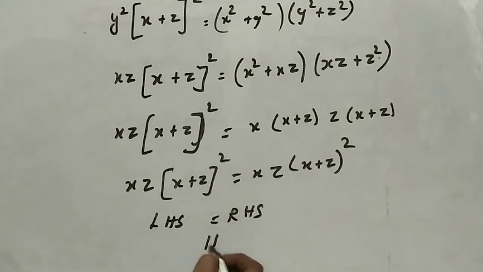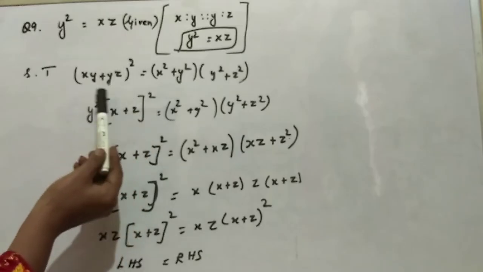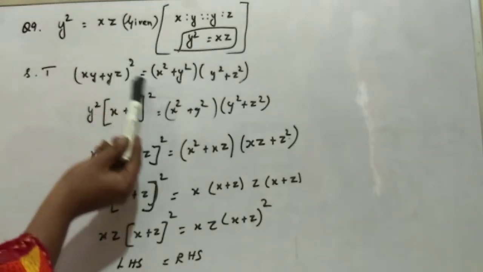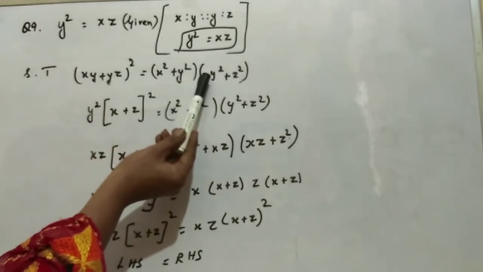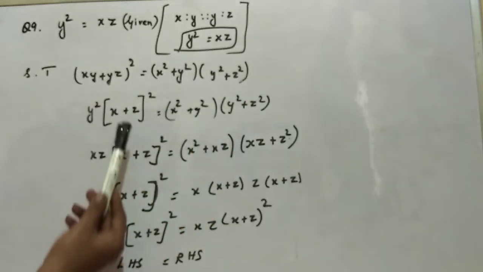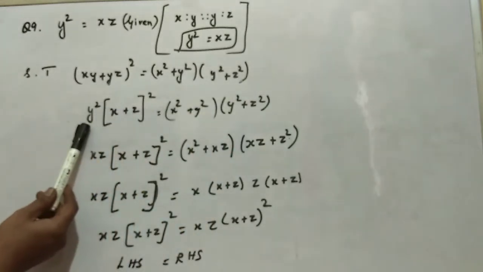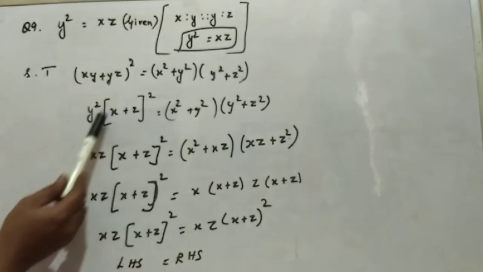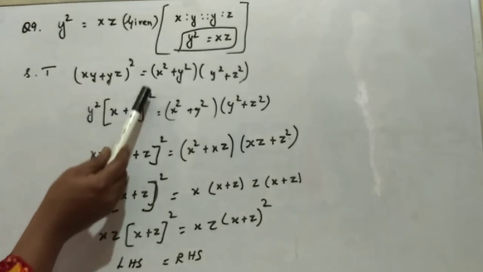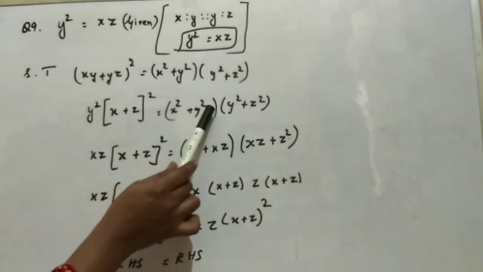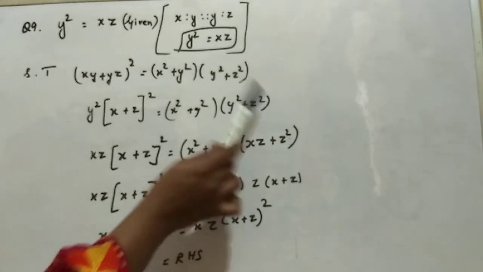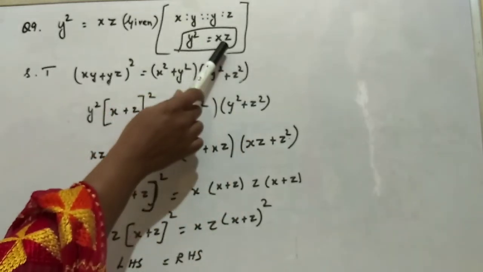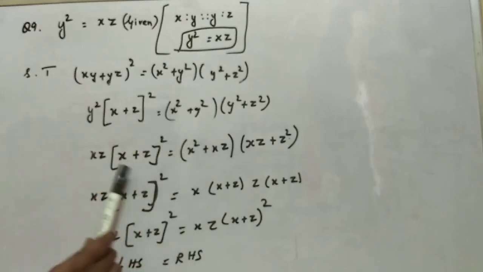Hence, proved. (xy + yz)² = (x² + y²)(y² + z²). Y is common, so I have taken it out. Therefore y² outside and (x + z)² = (x² + y²)(y² + z²). And wherever y² is there, I have written xz. Calculate, and you will see left hand side is equal to right hand side. Hence, proof. Clear?